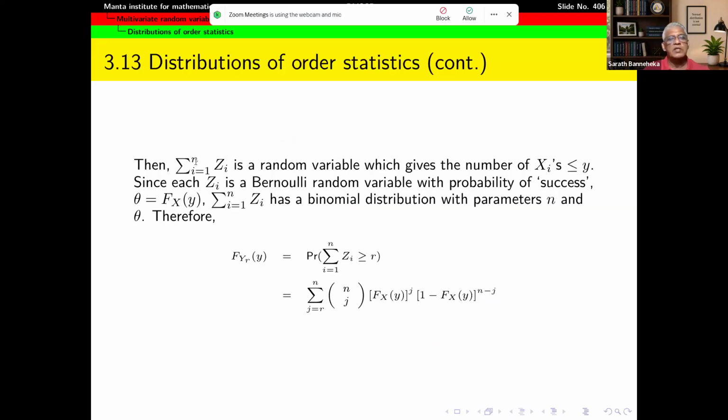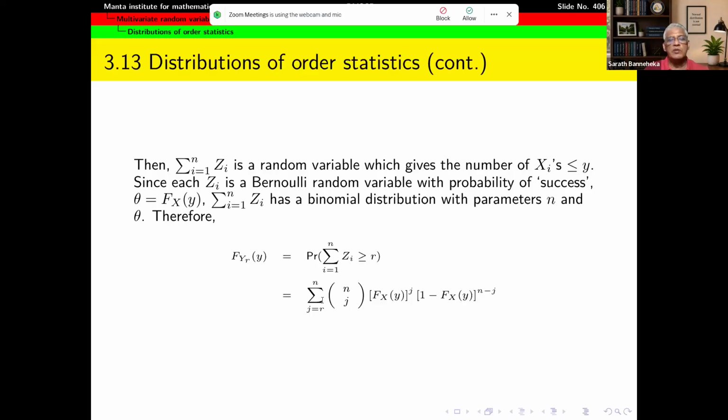So this is the explanation. The sum of Zi is a random variable which gives the number of Xi's which are less than or equal to y. Since each Zi is a Bernoulli random variable with probability of success theta, or p, that according to what I wrote earlier is equal to F_X(y), the sum of Zi has a binomial distribution with parameters n and this theta, the same thing that I wrote as p earlier. Therefore, the cumulative distribution function of Yr evaluated at y is equal to this probability.